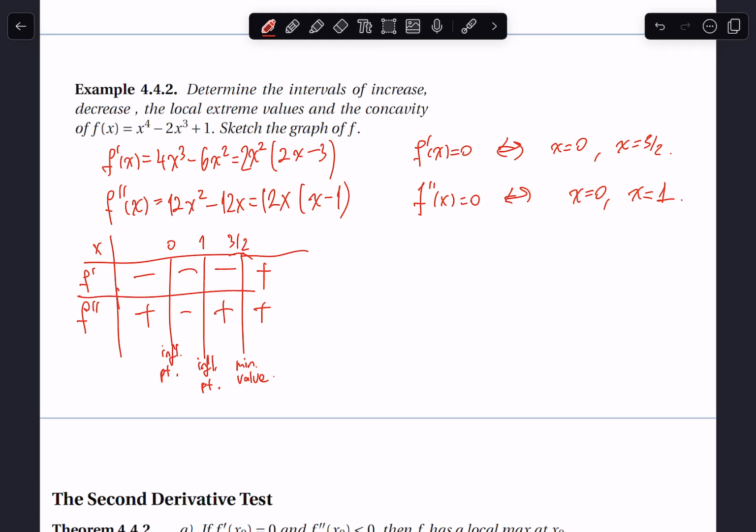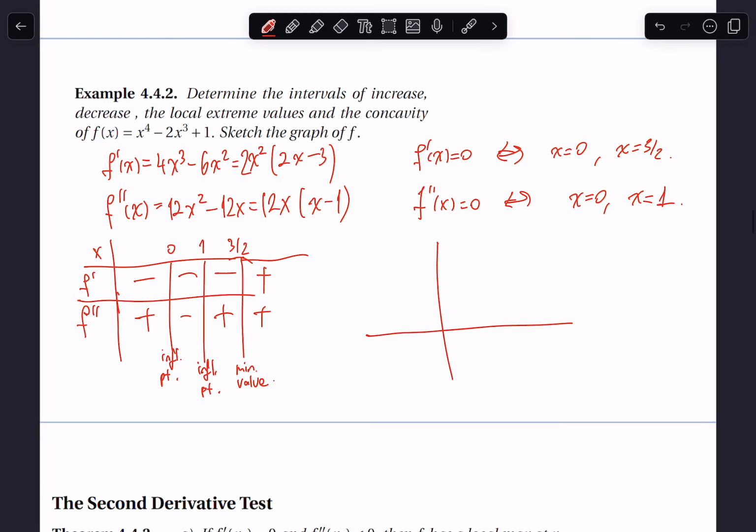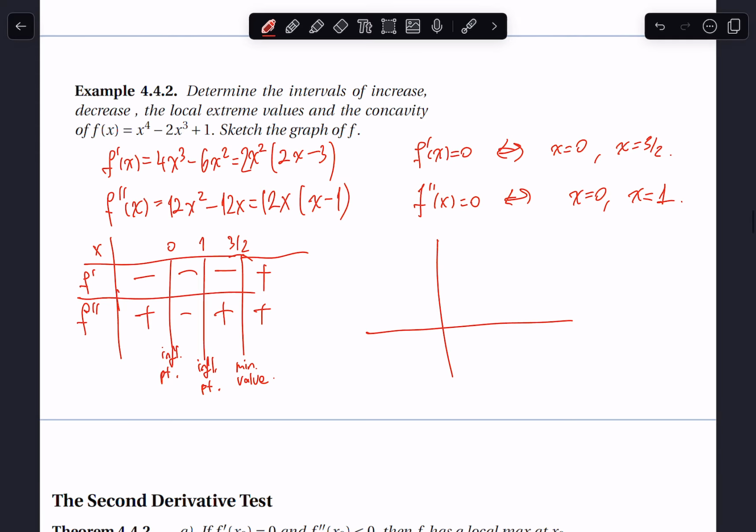Okay, so how do we sketch the graph? We will see later how to sketch graphs in more detail, but for now the function is decreasing until x equals 3 over 2, and it changes concavity, so the function is concave up, and then decreasing. At x equals 0 this function is 1, and then it changes concavity, but it's still decreasing until x equals 1. At x equals 1 the function is 0.